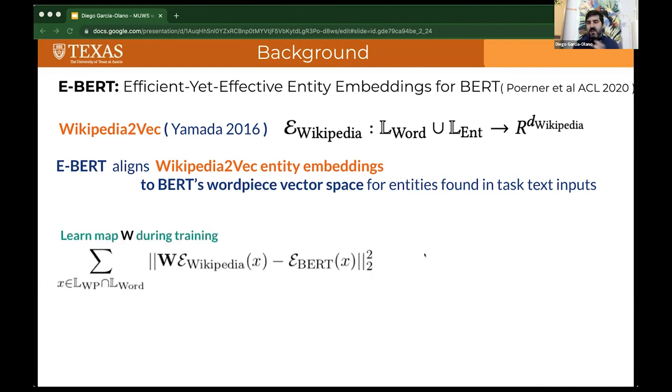How they do this is they learn an unconstrained linear mapping W that minimizes the squared L2 norm between Wikipedia2Vec and BERT.